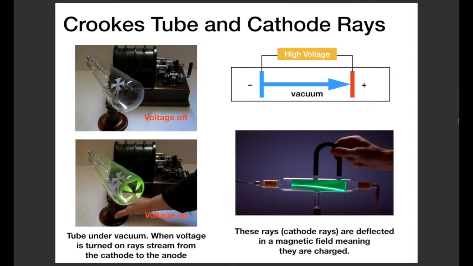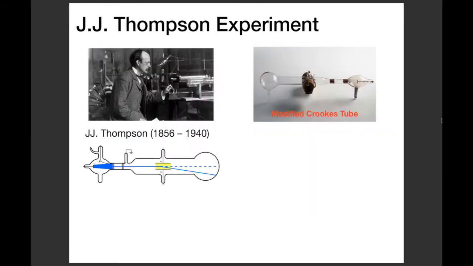It was found that these cathode rays are charged. If you put a magnet up to the cathode ray tube, you see the cathode rays deflect away from the magnet. J.J. Thomson was a British physicist who was working during the late 1800s and early 1900s. He spent years investigating the nature of cathode rays and was instrumental in demonstrating that they were small negatively charged particles, which are now called electrons.